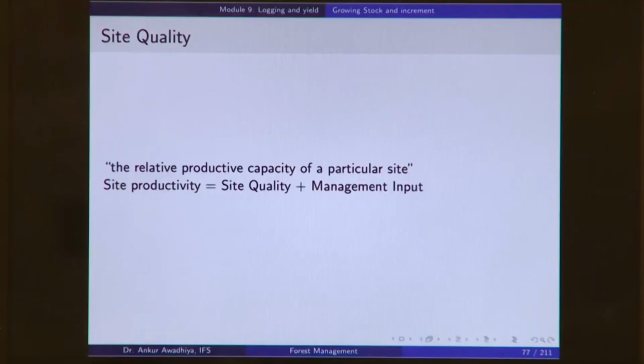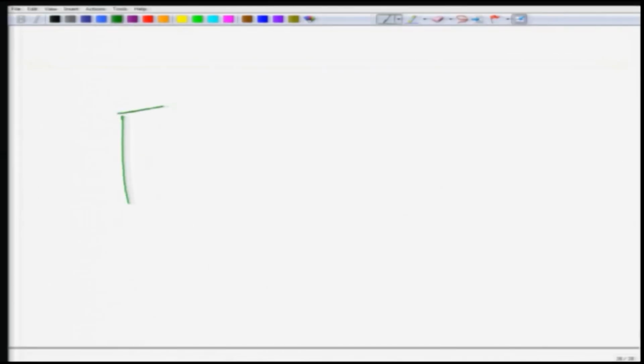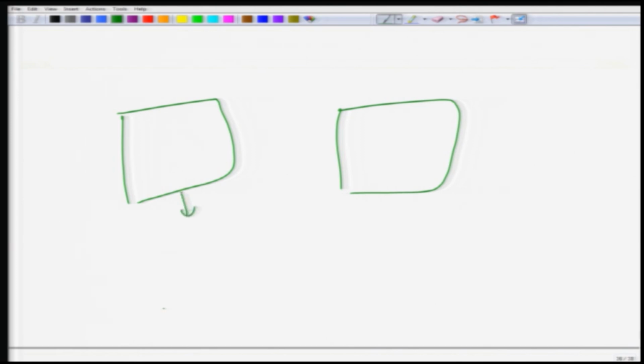Now, the thing that is within our control is the site quality. Site quality is defined as the relative productive capacity of a particular site. What we are saying here is that suppose we have two pieces of land, and we are growing forest on these pieces. The first one has low water availability, it has a low amount of nutrients, it has, say, soil that is impermeable.